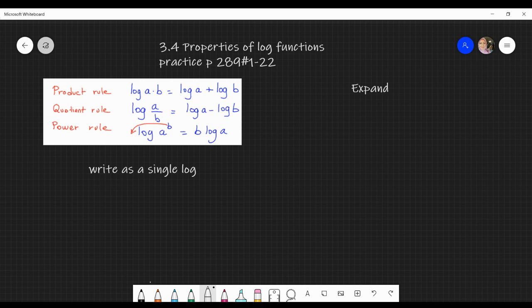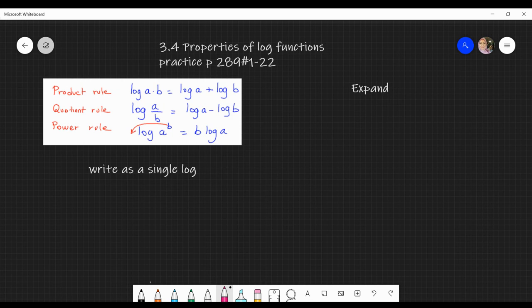Hi, in today's video, we're going to talk about some properties of log functions in section 3.4. Those three rules were embedded in section 3.5, but we would like to practice them a little bit more with more specific examples. There could be two types of question in this section. I could ask you to expand a log expression or to write as a single log. And we're going to take examples together.